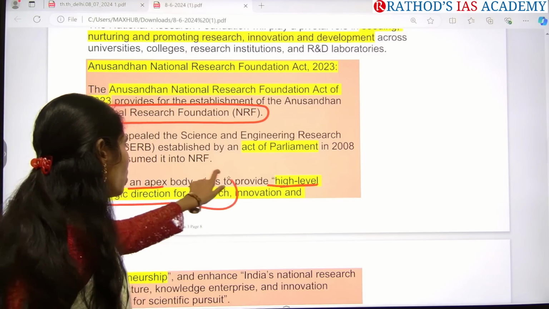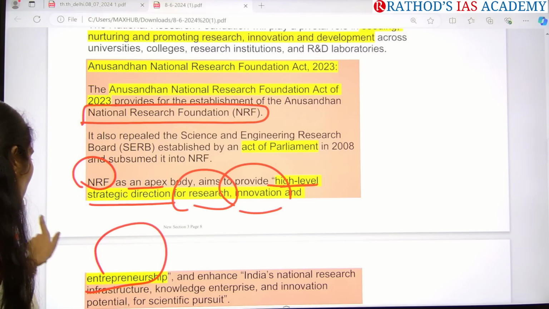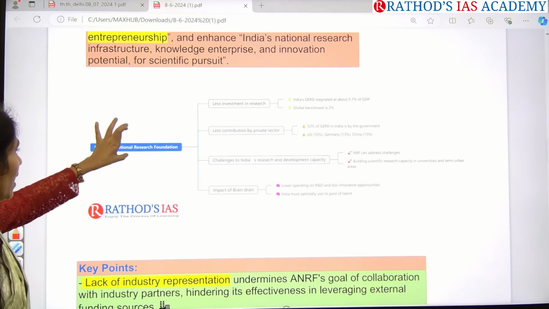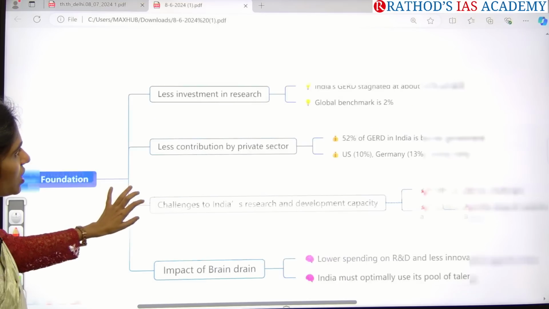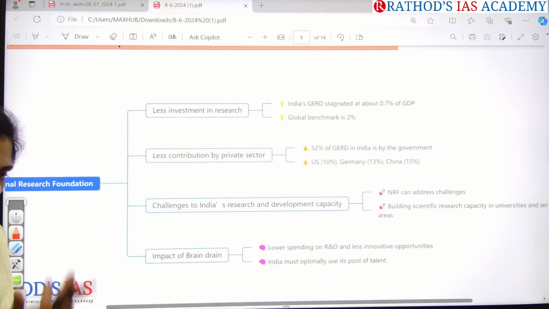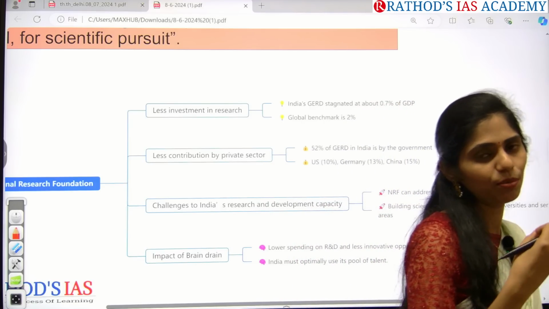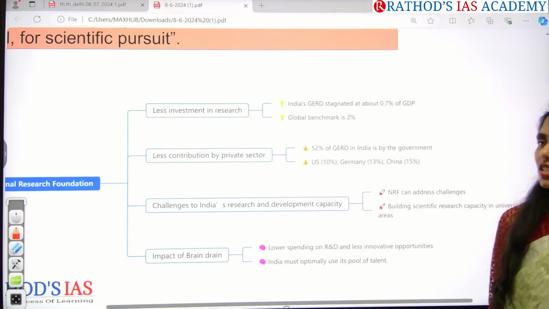So they are focusing on research, innovation, as well as entrepreneurship. In this area, they are especially focusing. If you are asking why we need this type of research foundation, whatever investment we are making in research from the government side is very, very less. Because of this, we need this type of institution so that we can at least spend some amount on research and development.